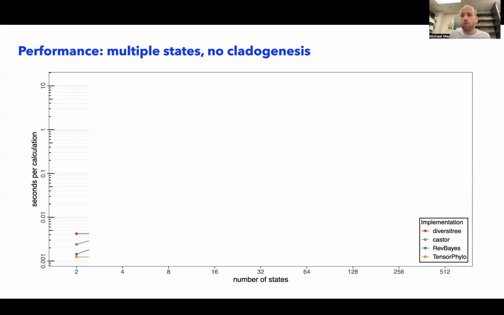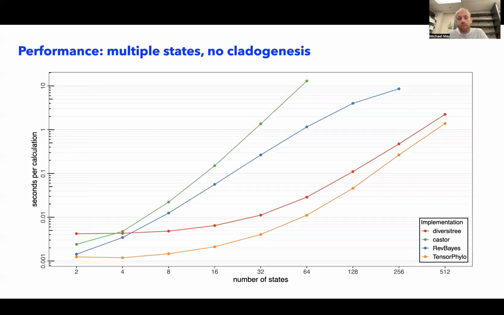So I want to show you some performance comparisons. First, for multiple state models that don't include cladogenesis. Each of these dots is a program. The x-axis is the number of states. The y-axis is seconds per calculation. Note that this is on the log 10 scale. Each dot is averaged over a range of tree sizes and parameter settings. So TensorPhylo starts off modestly faster than RevBayes, but as the number of states increases, it scales very gently. Only diversitree comes close. And again, it doesn't implement most of the stuff that's available in TensorPhylo.